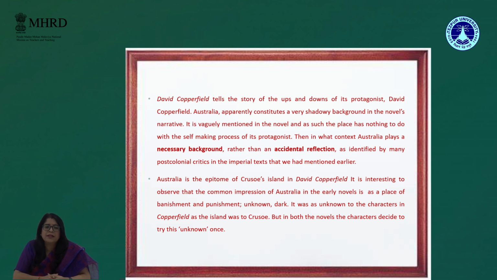Australia is, in this novel, the epitome of Crusoe's island in Robinson Crusoe. It is interesting to observe that the common impression of Australia in the early novels is as a place of banishment and punishment, unknown, dark, actually a place where nobody wants to go. It was as unknown to the characters in Copperfield as the island was to Crusoe. But in both the novels, the characters decide to try this unknown land once.